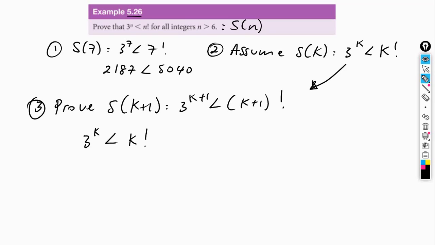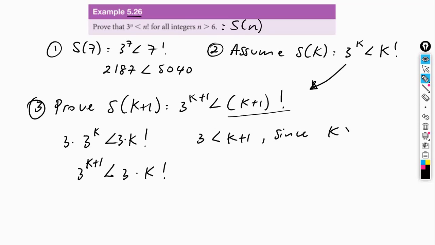Since I need to get this expression k plus 1, I'm going to multiply both sides of this inequality by 3. And notice that I get the expression 3 to the k plus 1 is less than 3 times k factorial. Now we don't have this yet, but notice that 3 is less than k plus 1 since k has to be greater than 6, as was established here. That means that there's no problem with substituting 3 for k plus 1.